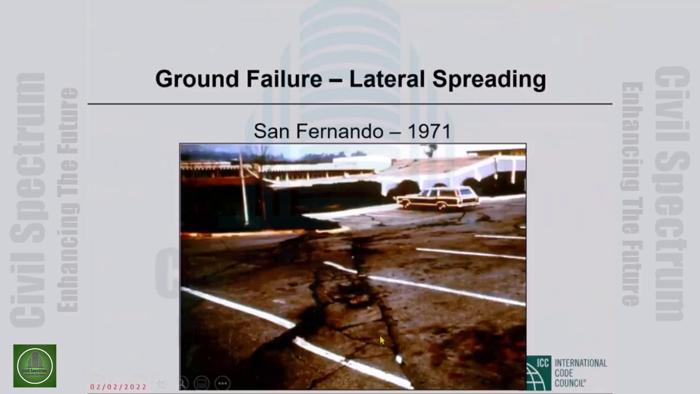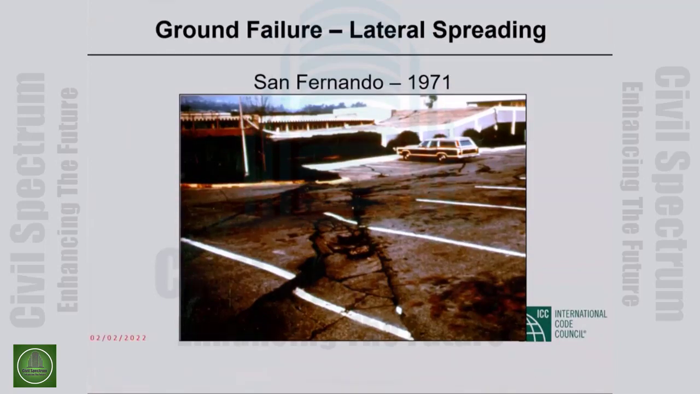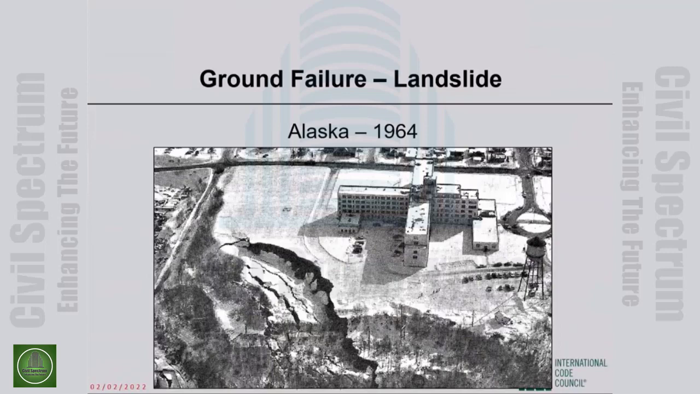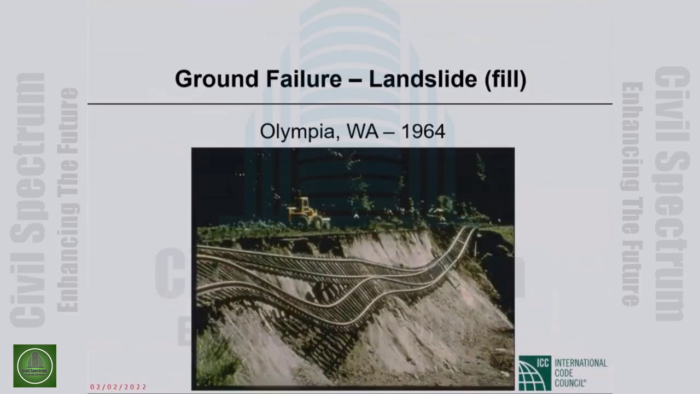Lateral spread, I think the picture is pretty descriptive. This is failure of the soil. We saw a huge amount of that after the Chile earthquake 2011, when we went down to the epicentral area near Concepcion. There was a whole lot of this lateral spread that you could see. Landslides, I think you are all familiar with. Here is a pretty big instance of that.